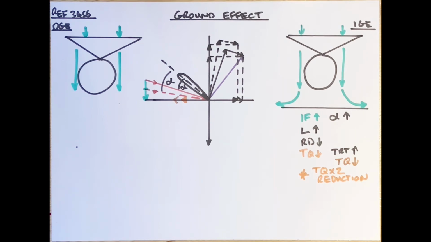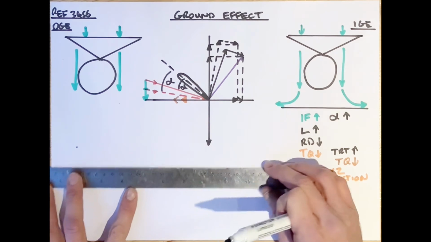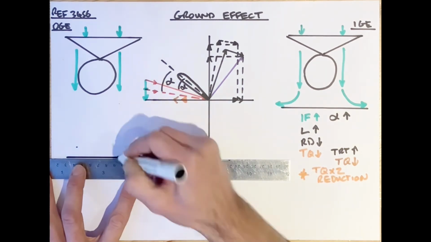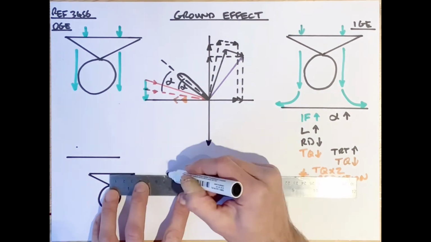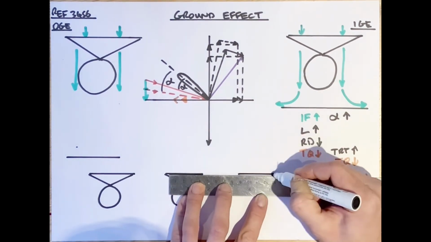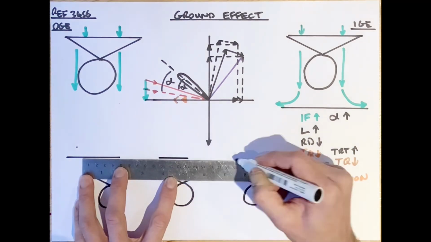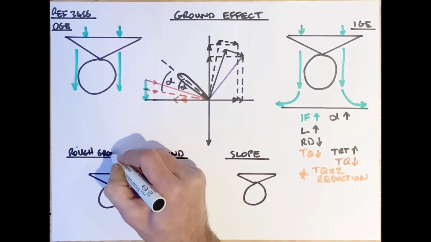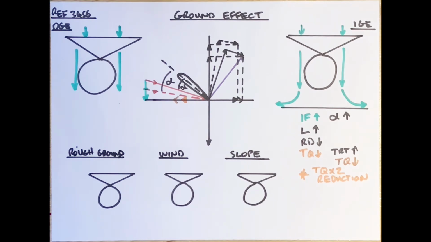But the important thing to now look at and bring in at the very end is where you might encounter this. The first one we've already talked about: when you're hovering high outside of ground effect, that's when you're going to notice the disadvantage and lose the benefits of ground effect. But there are other areas where you're also going to lose the benefit. It's only 3, so you can prepare this beforehand: rough ground, wind and slope.